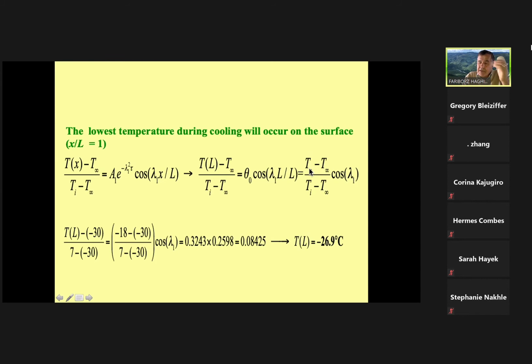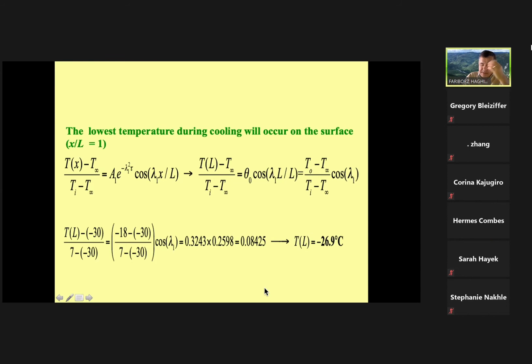Therefore, we already know at the time the temperature on the surface is minus 26. The temperature at the center is minus 18. And after 22 hours, the temperature at the surface becomes minus 26. Remember, we use the time here to calculate. Here is exactly the time the temperature at the center reached minus 18. Okay, thank you. I got it.